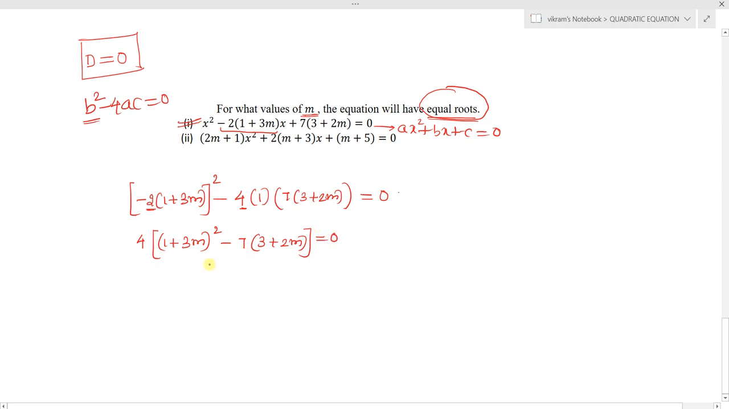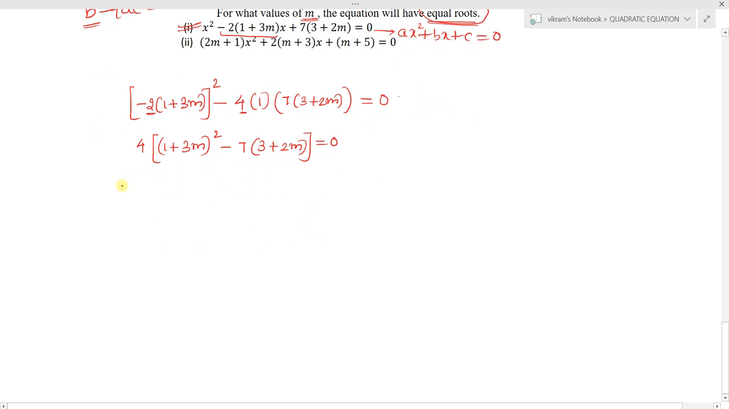Then 4 can be neglected, and if we simplify this, what do we get? 1 plus 9m square plus 6m minus 21 minus 14m equals 0. Then what do we get over here? 9m square minus 8m, and 1 minus 21 gives minus 20, equals 0.